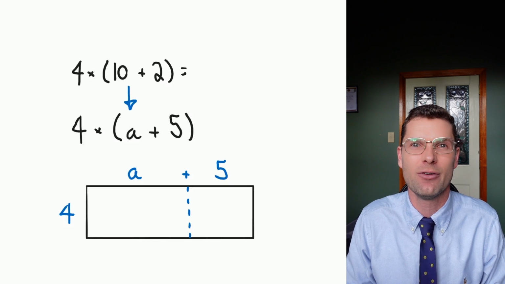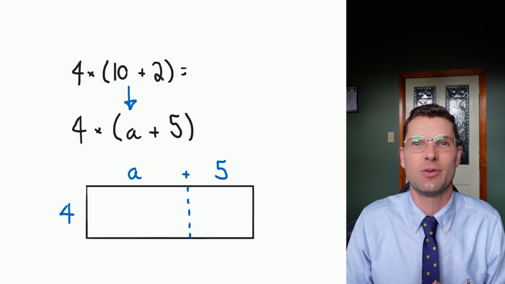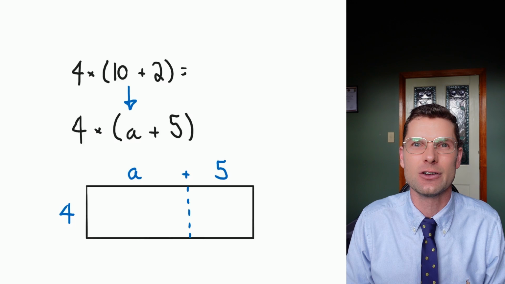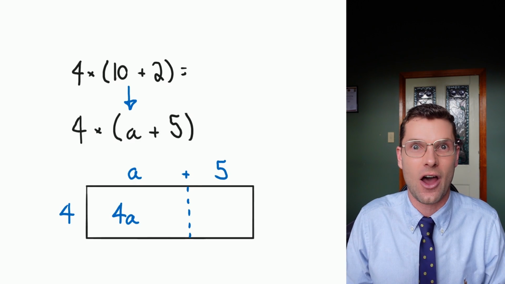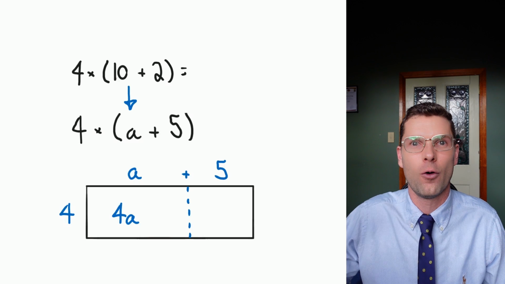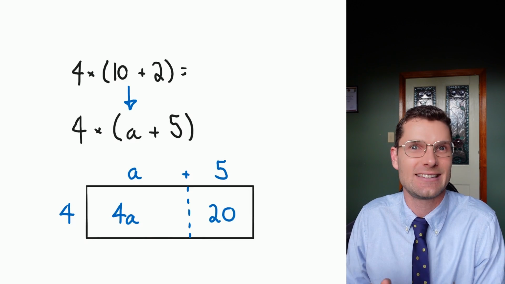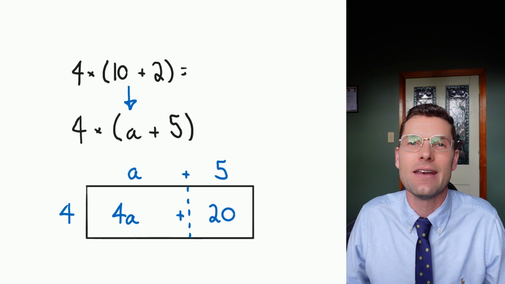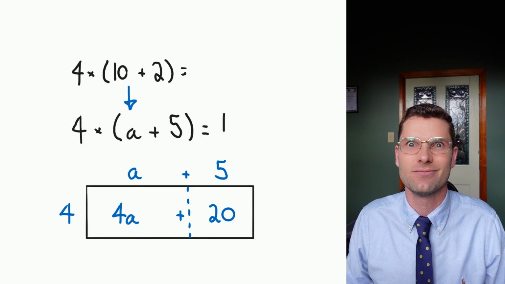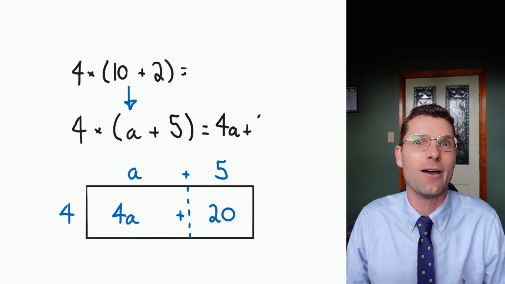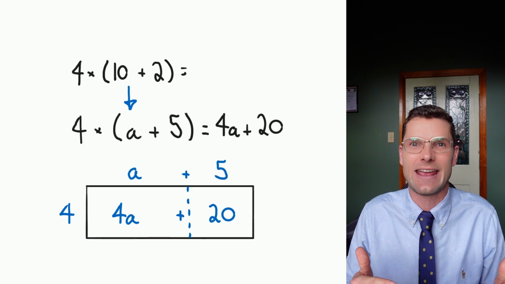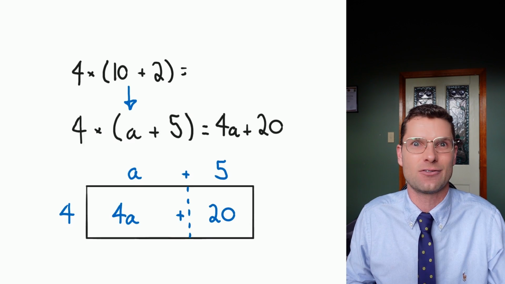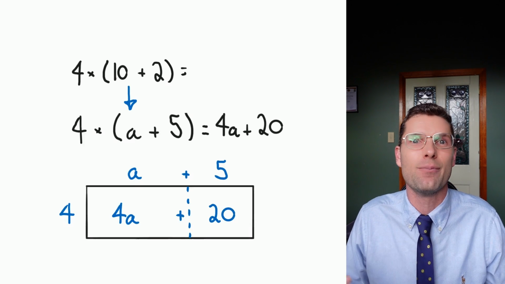But if I've got 4 multiplied by a, the area of that first rectangle is just 4a. And then I've got to find out the area of the other side of the rectangle. And I've got 4 multiplied by 5, so that section's equal to 20. Now to finish my answer, I just have to write 4a plus 20, and I'm done. So you're actually doing less mathematics because you don't have to actually add these things at the end. You just have to write down what's in each box and plus them together.